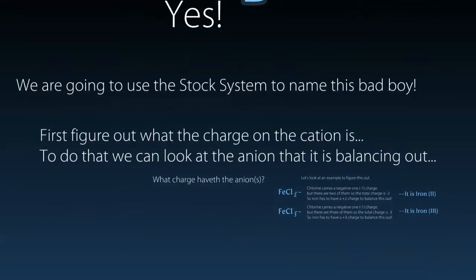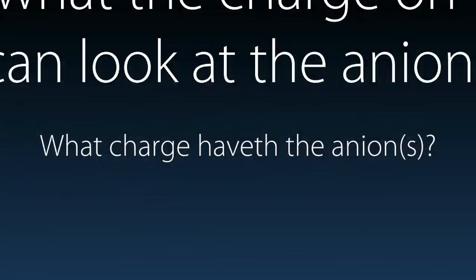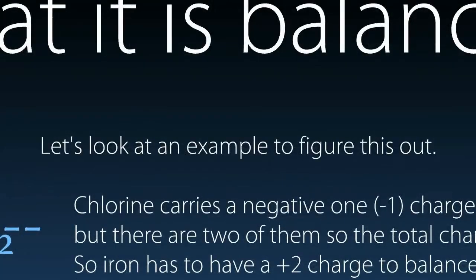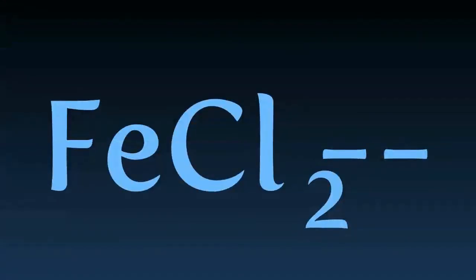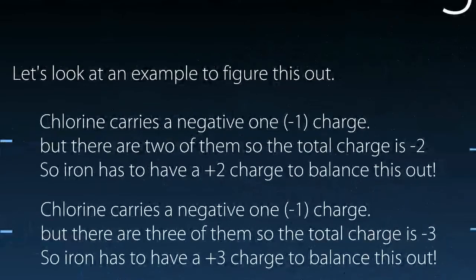First thing we've got to do is figure out what the charge on the cation is. In order to do that, we have to look at the anions. What charge have the anions? Well, let's go ahead and look at an example to figure this out. If we look at this one, we've got chlorine as an anion, right? But there's two of them. And so when we take that as our hint, we know that chlorine has a -1 charge, but because there's two of them, we know that the total charge is -2. So iron in this case is going to have a +2 charge in order to balance out.